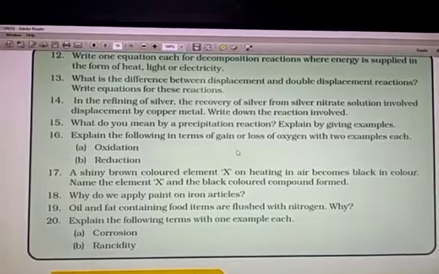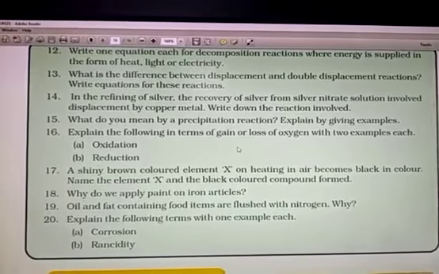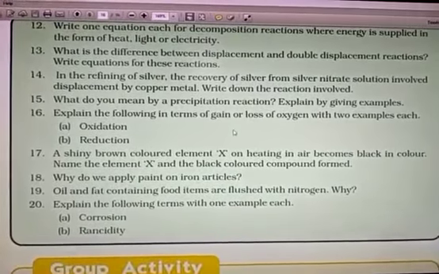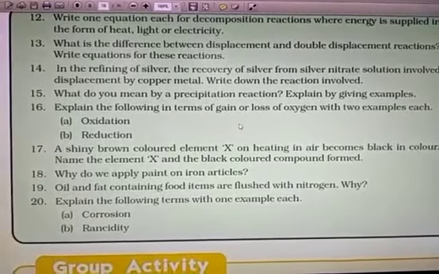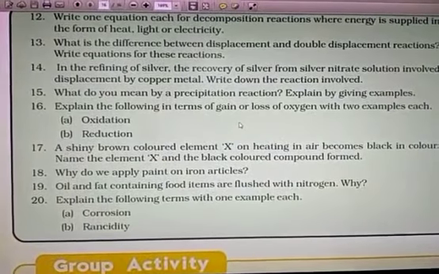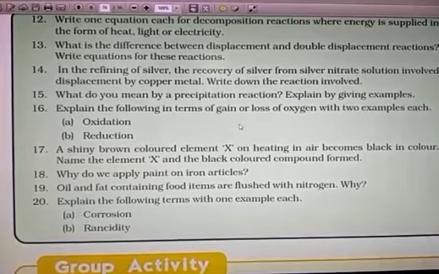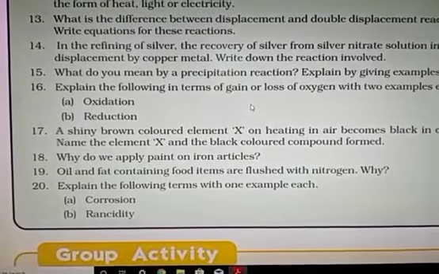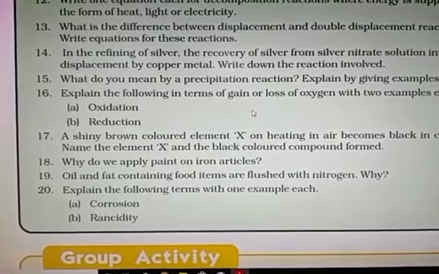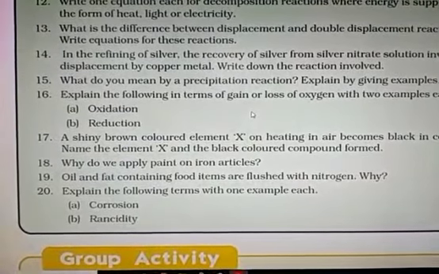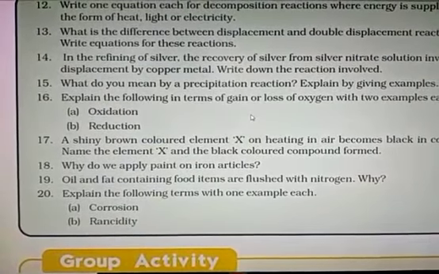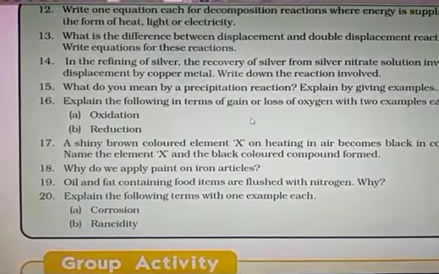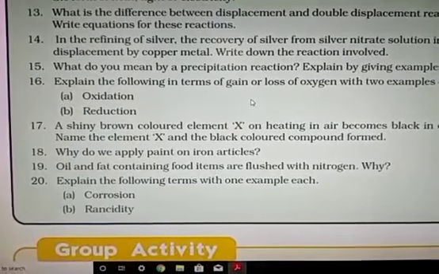Now explain the following terms of gain or loss of oxygen with two examples each. Oxidation is addition of oxygen. For example, C plus O2 gives CO2, Mg plus O2 gives MgO. Reduction is removal of oxygen, that is, CuO on heating changes into Cu plus O2, and H2O on decomposition changes into H2 plus O2. So these are the reduction reactions.